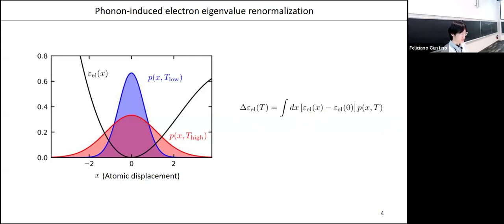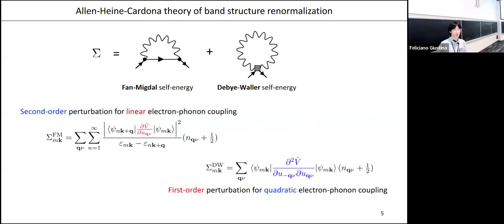To make this very simplified picture into something that we can actually compute, we can use Feynman diagrams or quantum mechanical perturbation theory. You would have seen these diagrams from the lecture of Feliciano Giustino. And these can be simply understood from textbook quantum mechanical perturbation theory. The first term, the so-called Fan-Migdal self-energy, comes from a second-order perturbation theory type correction due to linear electron-phonon coupling. And by linear, I mean that we take the linear term in the Taylor expansion of the electron potential V with respect to the atomic coordinates U.